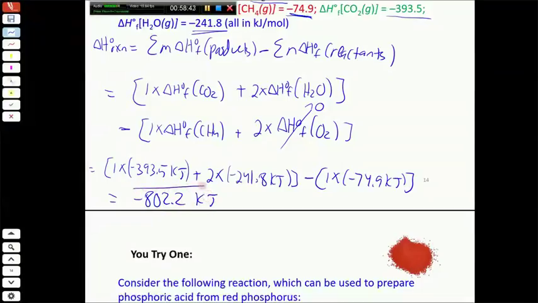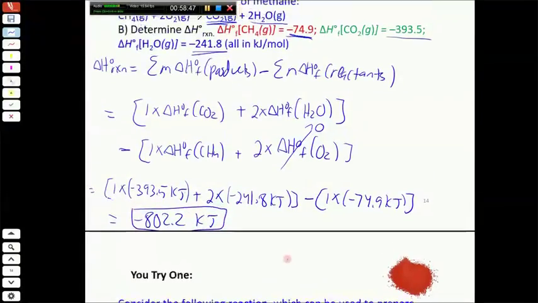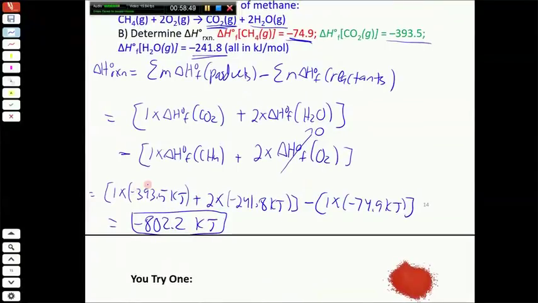So the combustion of 1 mole of methane releases 802.2 kilojoules of heat, and we determine that by taking the sum of the products' delta H of formation and subtracting the reactants'. This is a pretty typical setup for this problem. It's just addition and subtraction, making sure that we modify the numbers by the correct coefficients and that we put the negative sign in the correct place, products minus reactants. Any questions on that? Yeah, in the back?